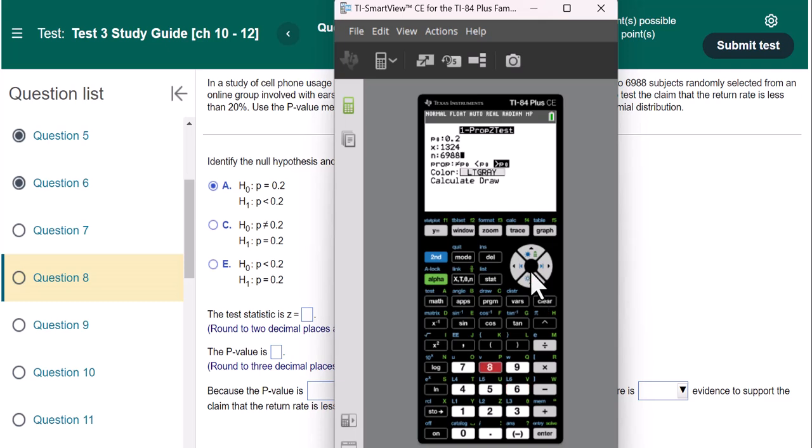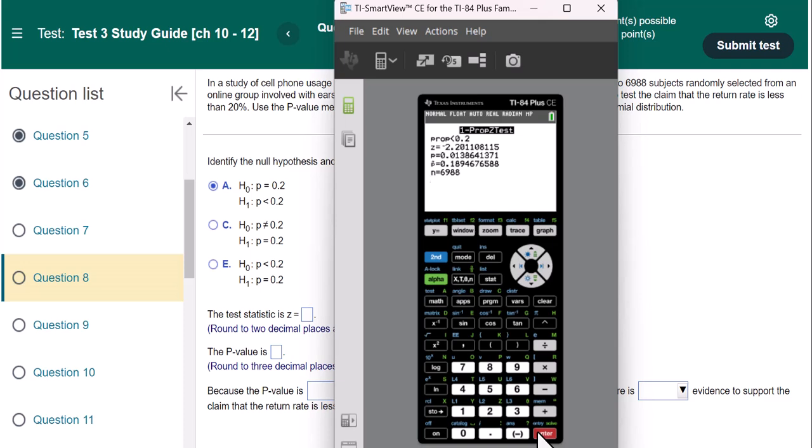And we are testing that P is less than. So here you pick the alternative sign. Very important to understand that. That's the alternative sign. And then you can hit calculate. So Z will be negative 2.20.